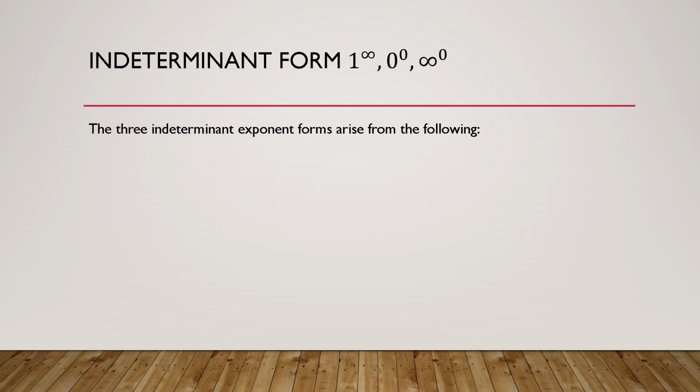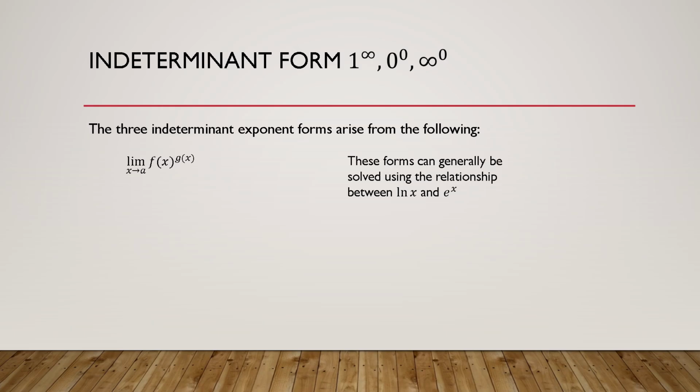The three indeterminate exponent forms arise from the limit of f of x to the g of x as x approaches a. These forms can generally be solved using the relationship between ln x and e to the x, which is a to the x equals e to the natural log of a to the x, which equals e to the x natural log of a. From this, we can rewrite the limit as e to the g of x times the natural log of f of x as x approaches a.